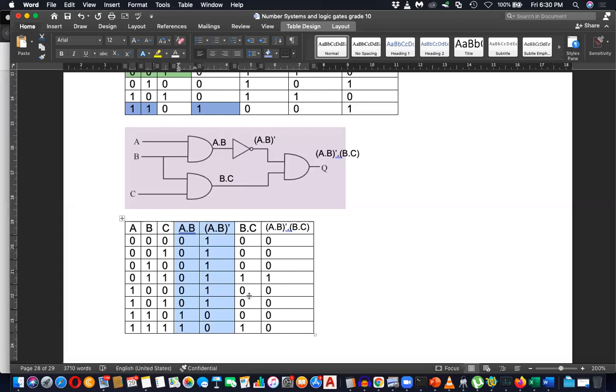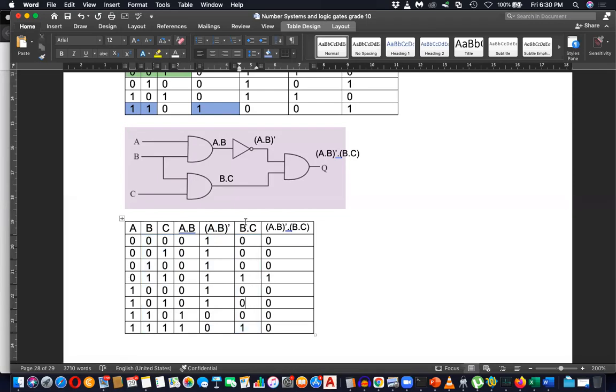Yes, sir. Right. Then this one, BC. For BC, you have to consider B and C, these two. If both B and C are one, then BC will be one. Both B and C one will be this one here and this one. Only two occurrences. Here also it's one. Here also it's one. Therefore, you got this one.